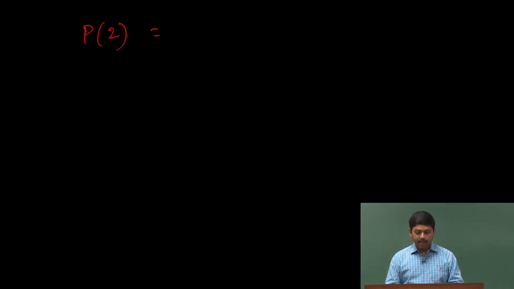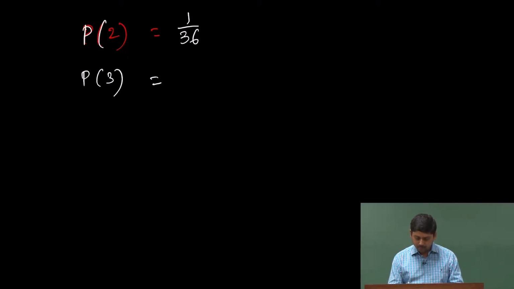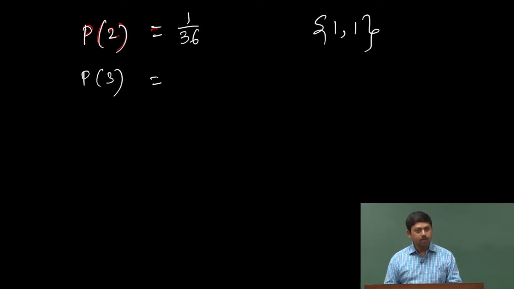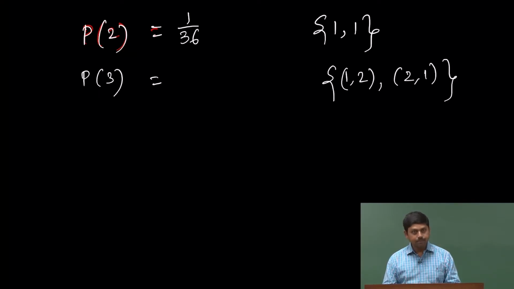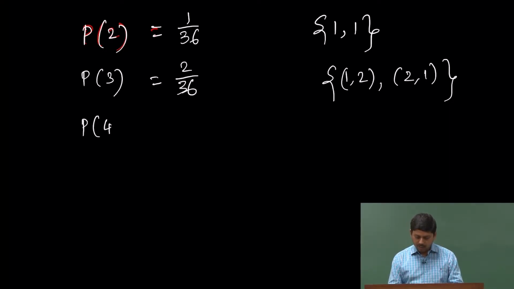How many possible ways can we get the 2? Only one possible way, that is correct. How many possible ways can you get 3? So, I will write the possibilities here: 1 1, that gives us 2. How many possible ways can you get 3? 1 2 can give me 3, or 2 1 can give me 3. So, 2 possible ways. How many possible ways can you get 4?